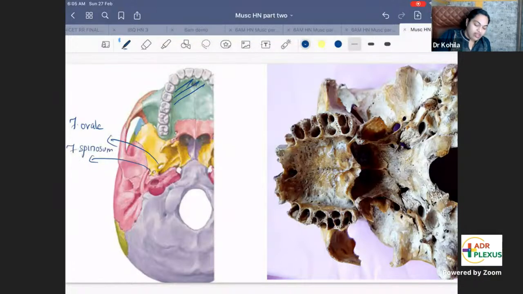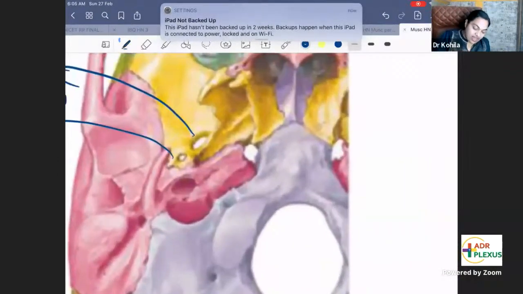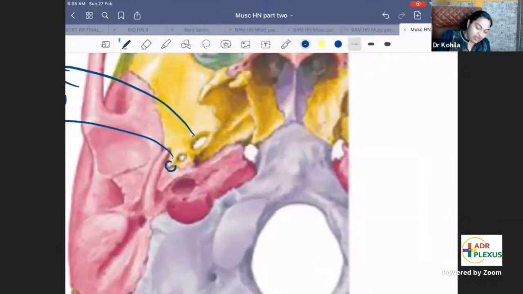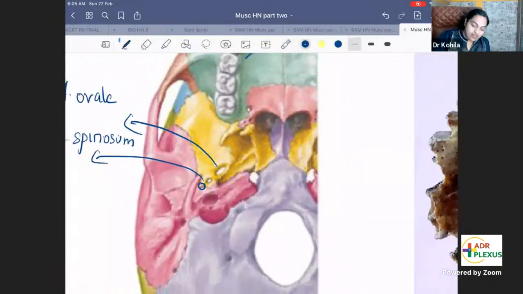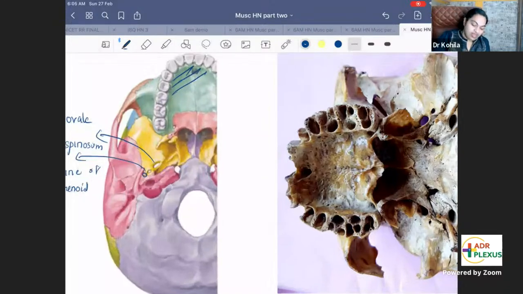Any idea why is it called foramen spinosum? Why is it called foramen spinosum? Because it is closer to the spine of the sphenoid. Okay, this elevation that you see here, the smaller elevation, that's the spine of sphenoid. That is why it is called foramen spinosum. Okay, yes.